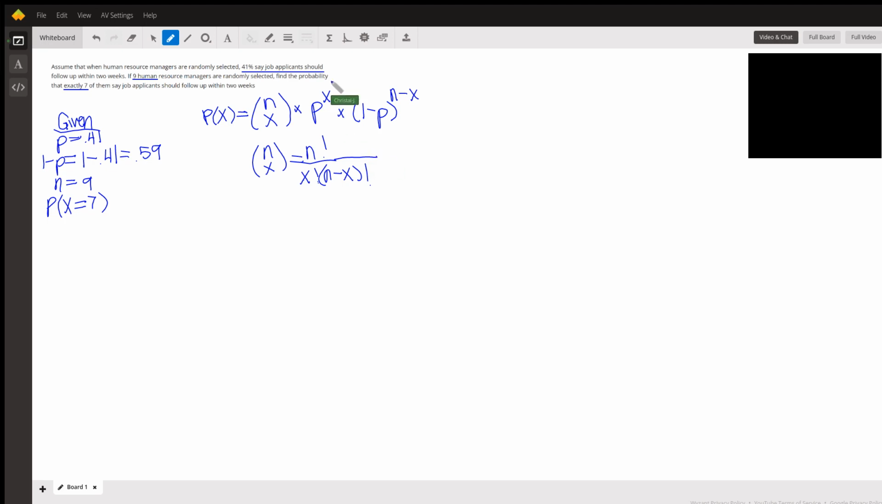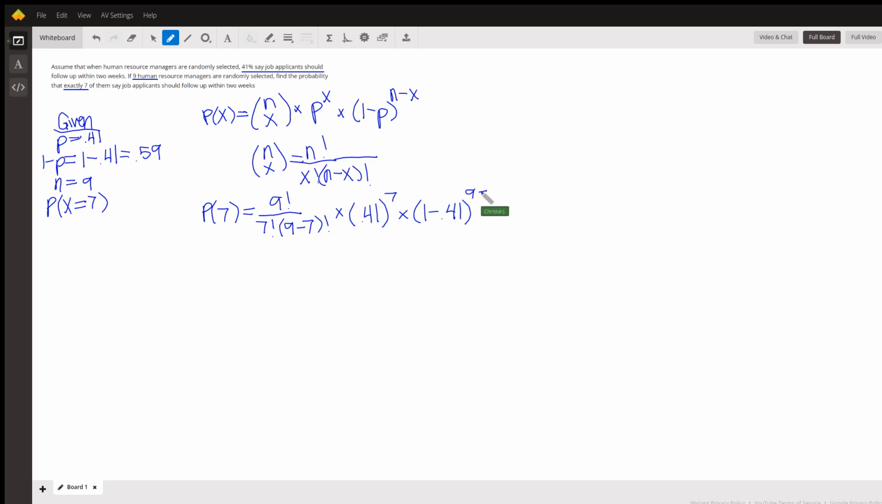In this binomial equation, the best way to look at this would be the probability of 7 equals 9 choose 7 times 9 minus 7, times the probability of success, which is 0.41 to the 7th, times 1 minus 0.41 to the 9 minus 7.